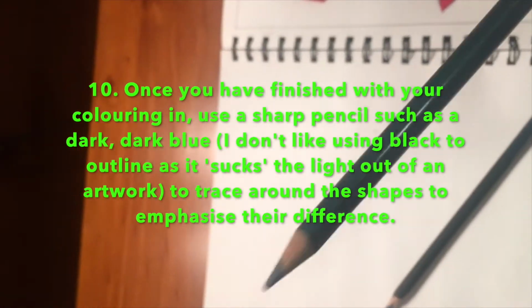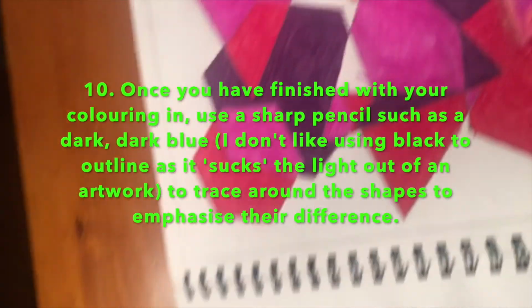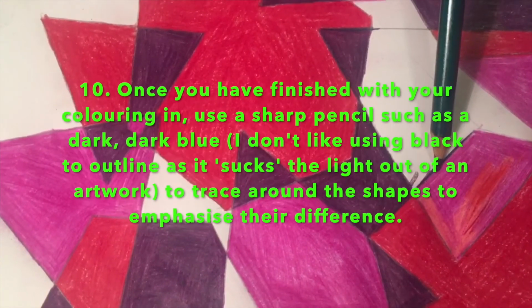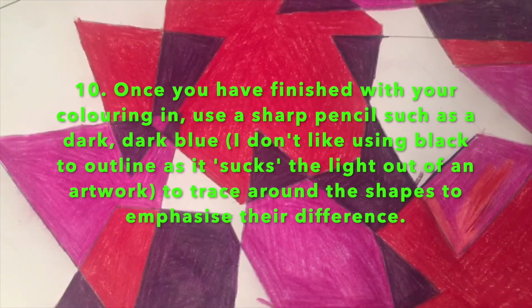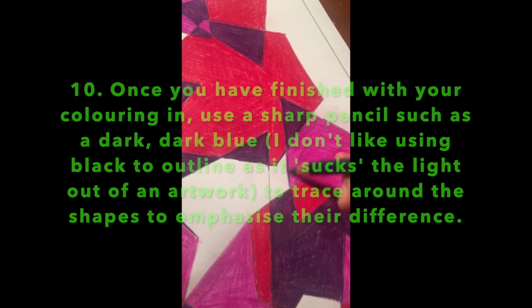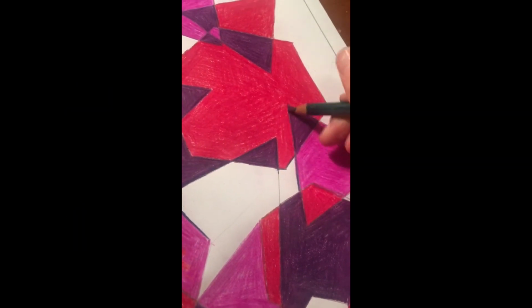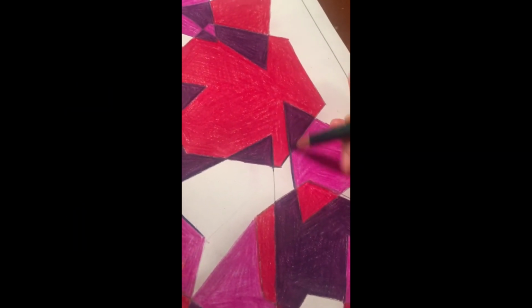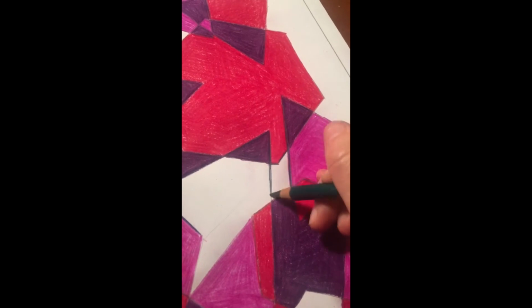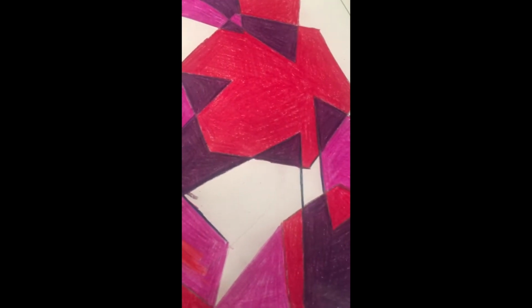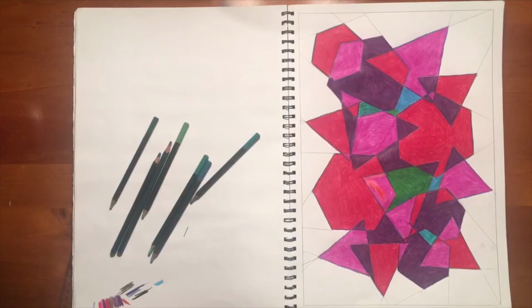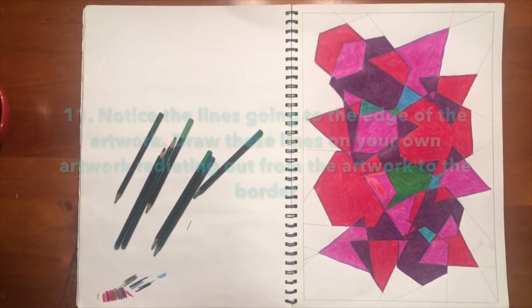Year 7, once you've finished your design, it needs to be emphasised a bit with an outline. I don't like using black, and generally I will go for, depending on the colour scheme of the artwork, but in this case I'll go for a dark indigo blue. So I'm tracing over all those lines to make them stand out a little bit.